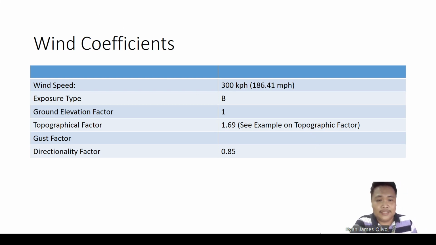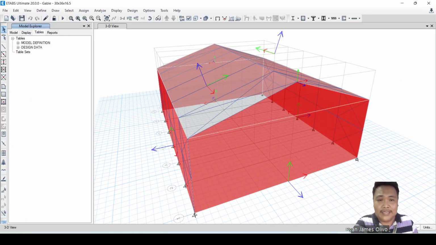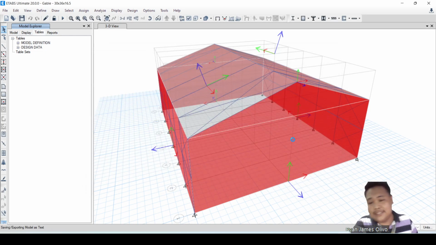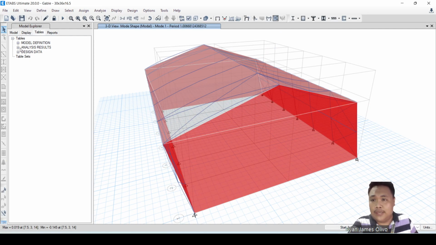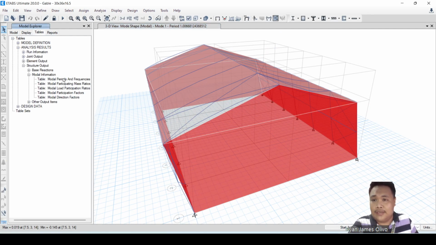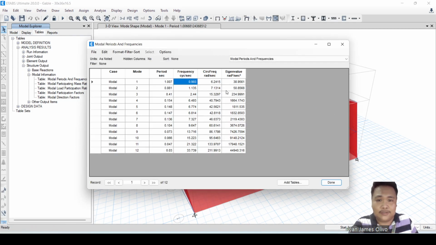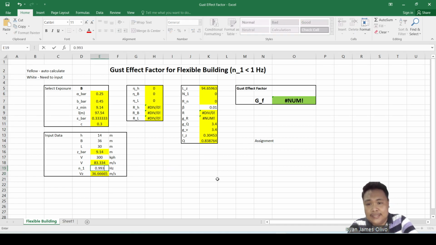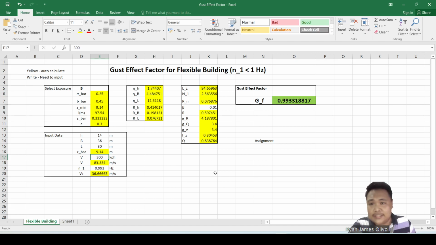For the gust factor, first we need to see the modal analysis. So let's set the load cases to run. We just need to see the modal frequency, mode 1, or the fundamental frequency. Analysis results, structure output. I have shown you this in part 1. It's 0.993, and if I input 0.993 and 300 kph, based on exposure B, we have a gust effect factor of 0.99, or almost 1.